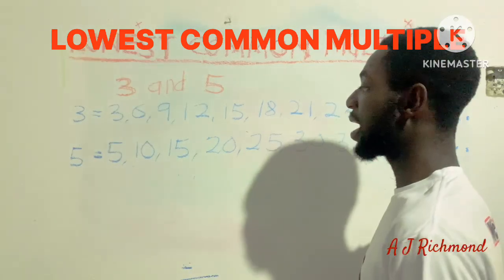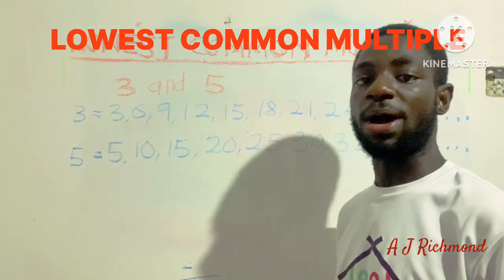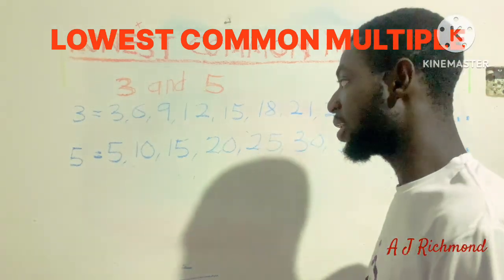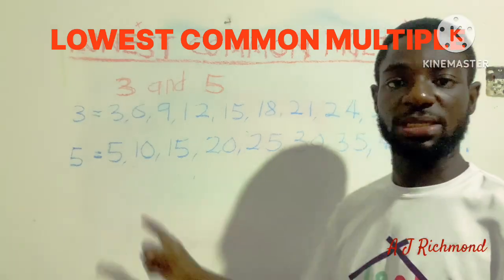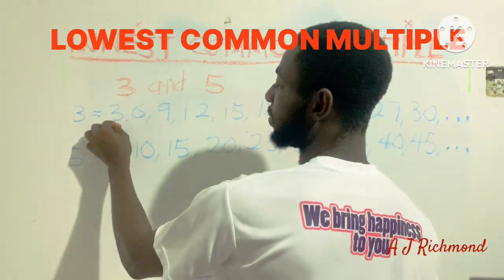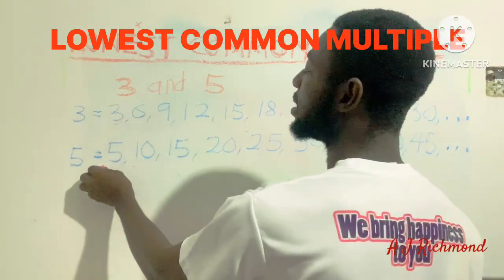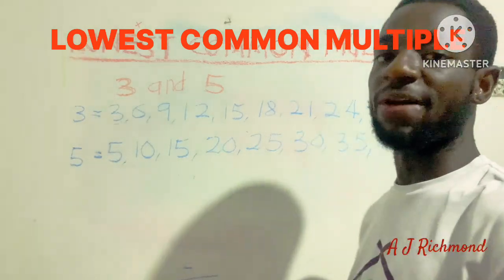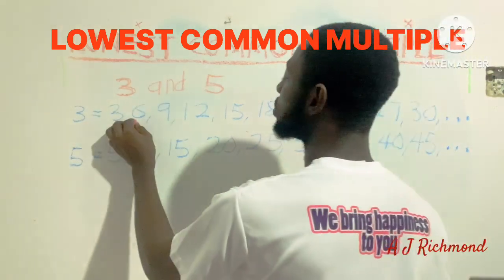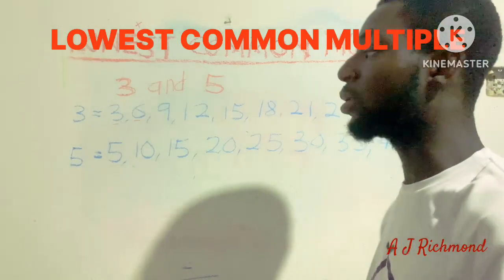So now that we have some of the multiples of 3 and multiples of 5, we'll go ahead and identify common multiples of 3 and 5. Now looking in the list, we are going to do the comparing. We take 3 and we compare with the list below. Now we do not see 3 in the multiples of 5. That means 3 is not a common multiple. We move on to 6. We do not see 6 here. 6 is not a common multiple.